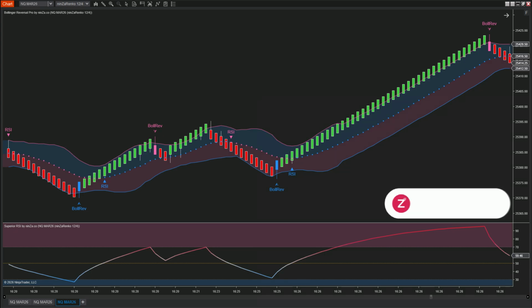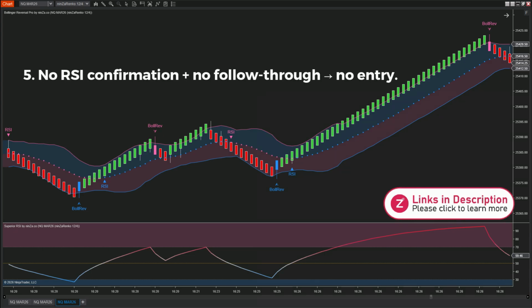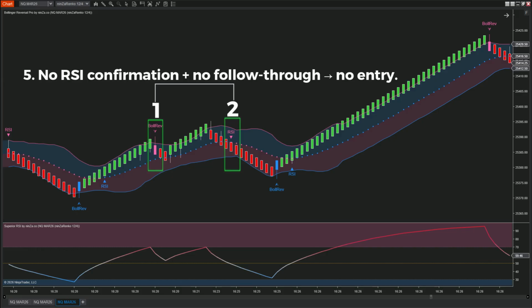The final step is validation. If a reversal signal appears from Bollinger Reversal Pro, but there is no confirmation from superior RSI, or if the two signals occur too far apart, those trades are considered invalid. The reason is that without RSI confirmation, we cannot clearly evaluate the market momentum at the moment of reversal, whether it is strong enough to support a new move or simply a short-term reaction.